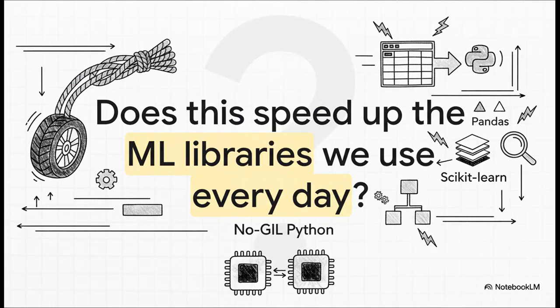Okay, but this is the million-dollar question, isn't it? It's great to talk about theory, but what happens when we actually try it out? What does this mean for the tools we use every single day? Libraries like Pandas, NumPy, scikit-learn. Is everything just magically going to get faster now?